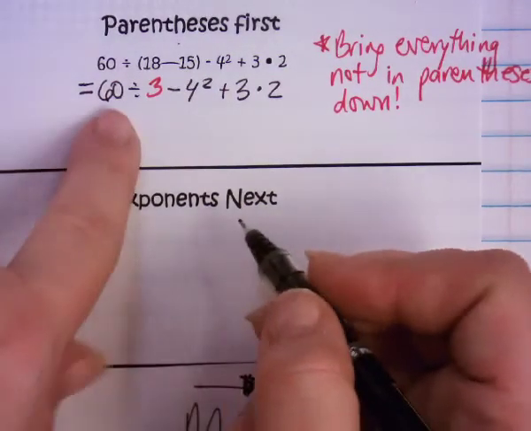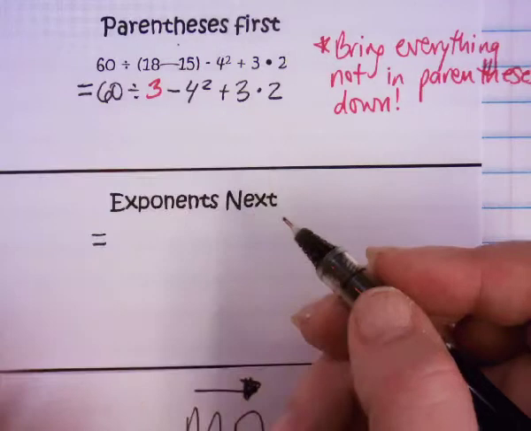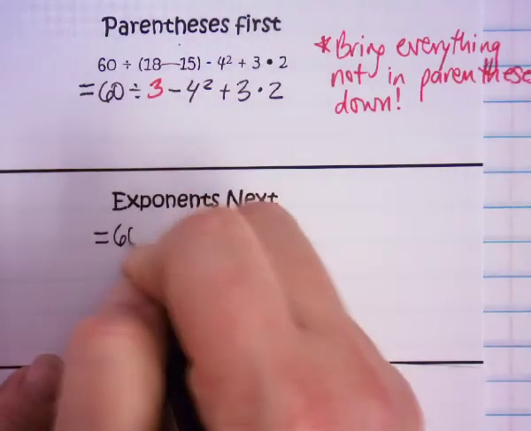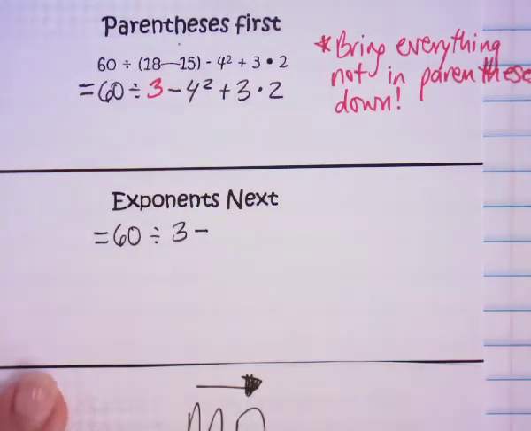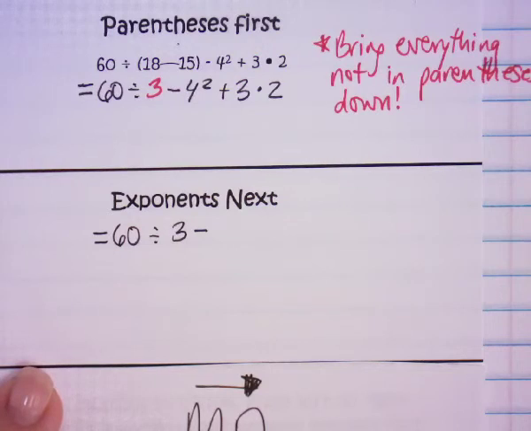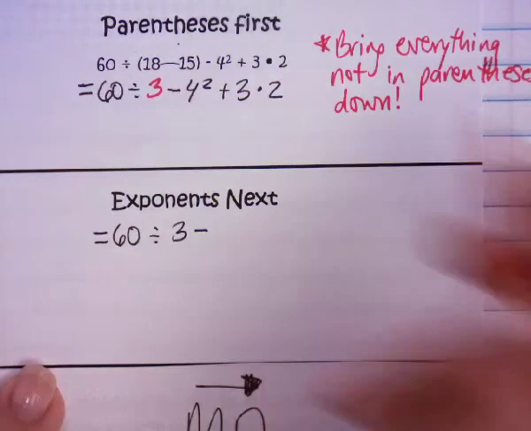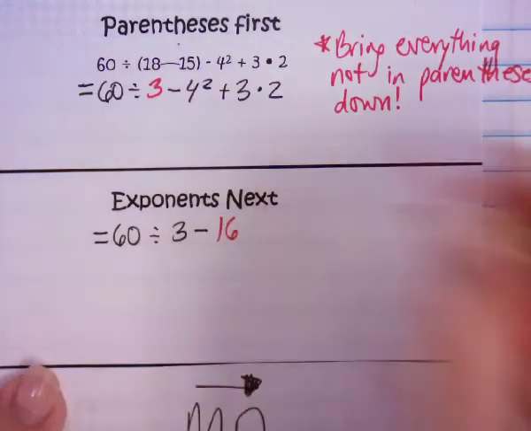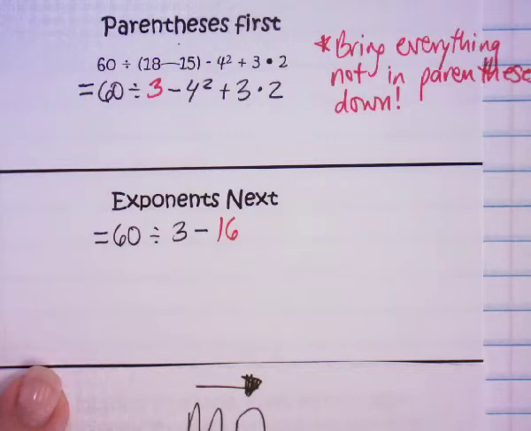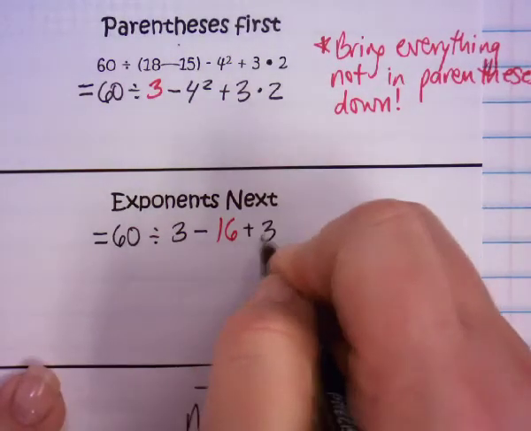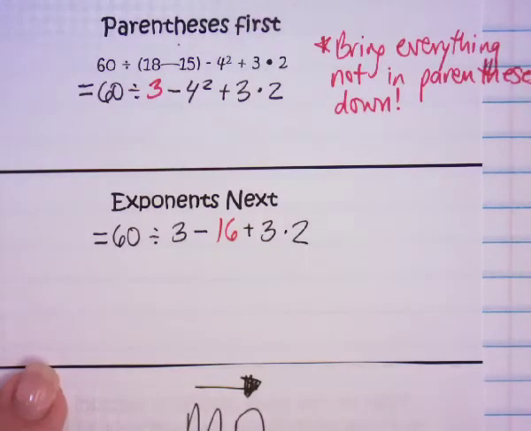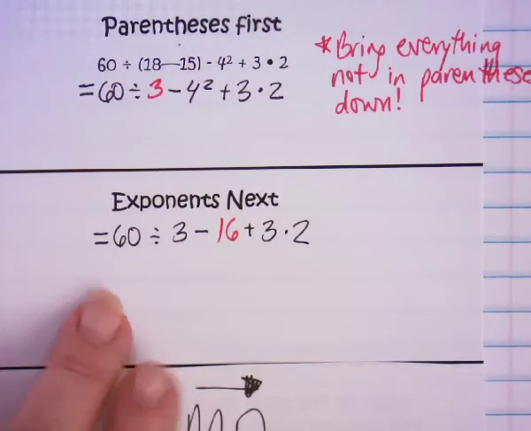So first we need to bring down everything from left to right that we're not using. So 60 divided by 3 minus. Okay, now we've gotten to our exponent. What is 4 squared? Don't you dare tell me 8. What is it, Jack? 16. Because it means what? 4 squared means 4 times 4. It does not mean 4 times 2, ever. Let's bring everything else down because we're not using it. Any more exponents? No. Nope.